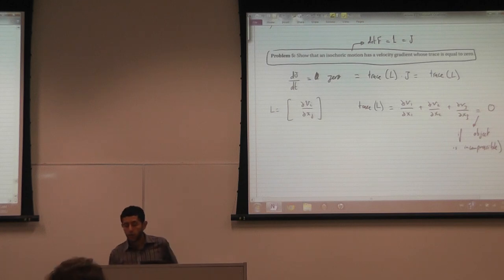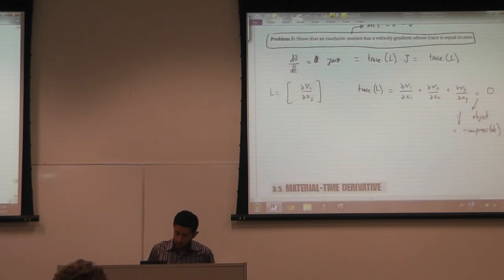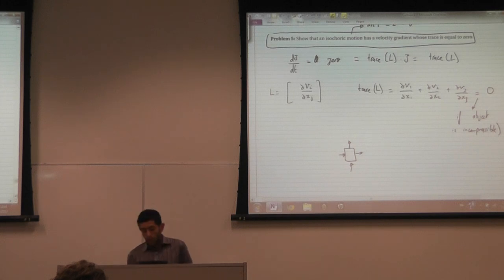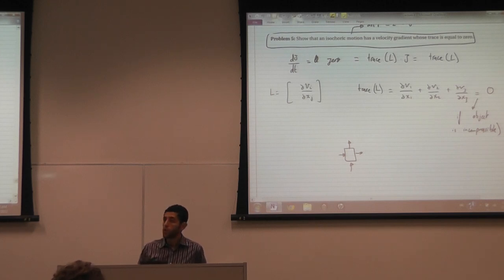This, the trace of the velocity gradient, which is equal to this quantity, tells me basically the amount of material that's instantaneously exiting this volume minus the quantity that's entering the volume. The quantity exiting minus the quantity entering is equal to partial v1 by partial x1 plus partial v2 by partial x2 plus partial v3 by partial x3. If the material is incompressible, then this quantity is equal to 0.